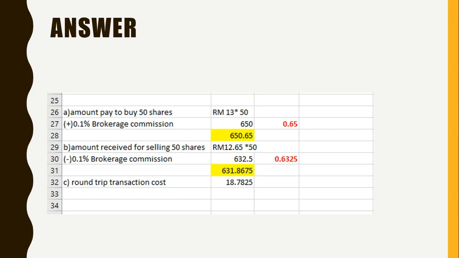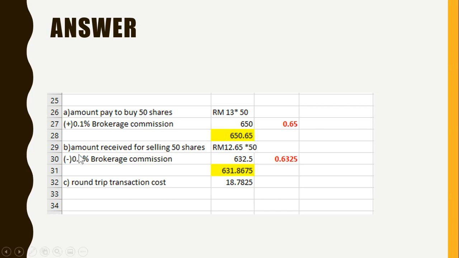For A, the amount you will pay to buy the 50 shares. So it's 13 ringgit times 50 shares, you get 650 ringgit. But don't forget, there is a commission imposed. So you have to multiply the 650 ringgit with 0.1%. Then you get 65 cents. So this figure you add together, then we will get 650 ringgit and 65 cents. This is the amount you have to pay to buy the 50 shares.